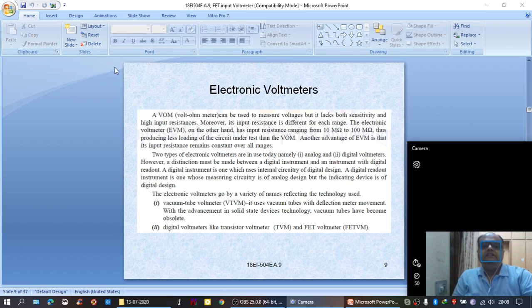Two types of electronic voltmeters are in use today, namely analog and digital voltmeters. However, a distinction must be made between a digital instrument and an instrument with digital readout. A digital instrument is totally different. Here, digital voltmeter means it makes use of all analog circuitry only, except for digital readout.